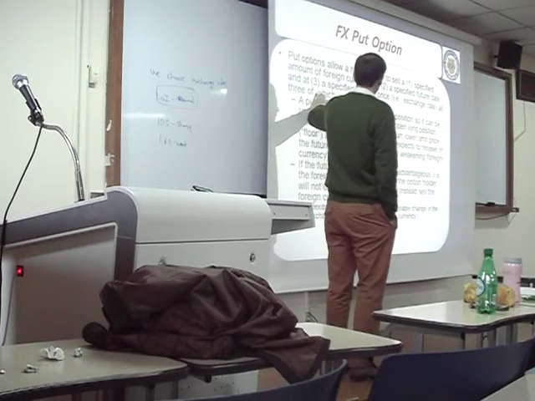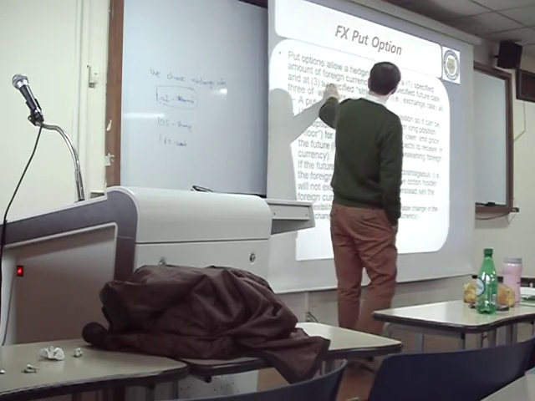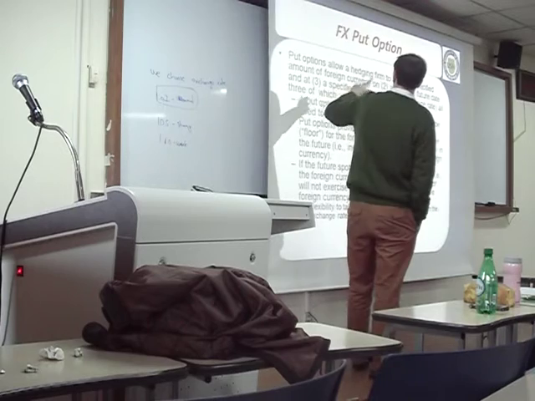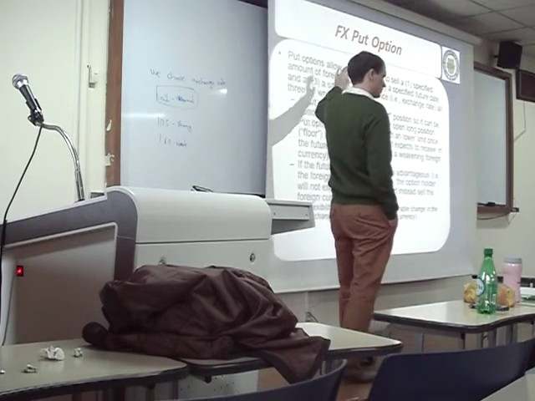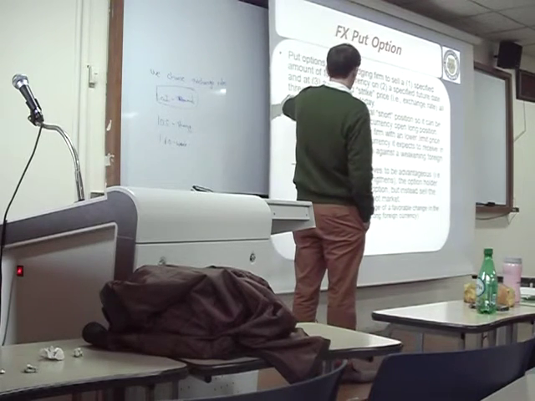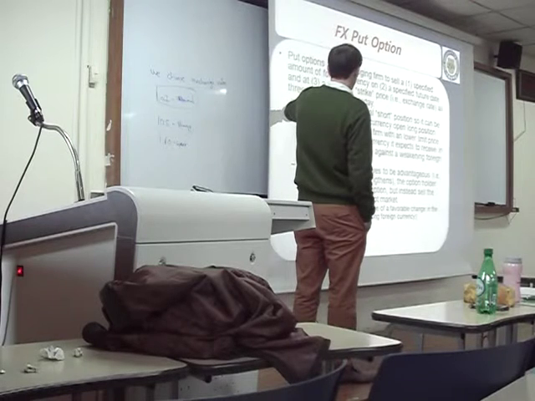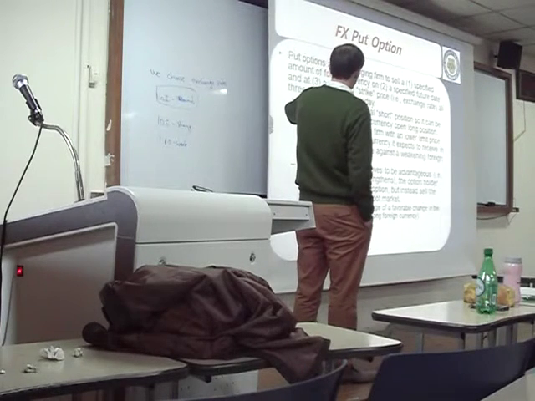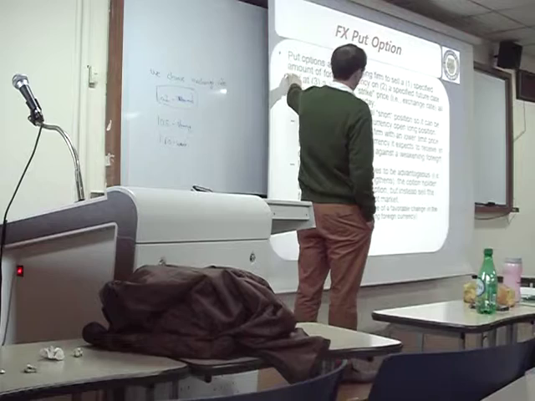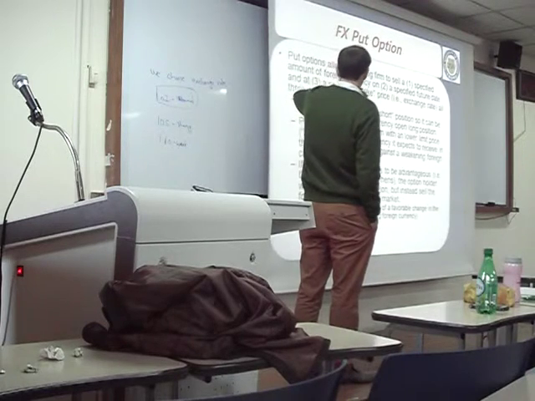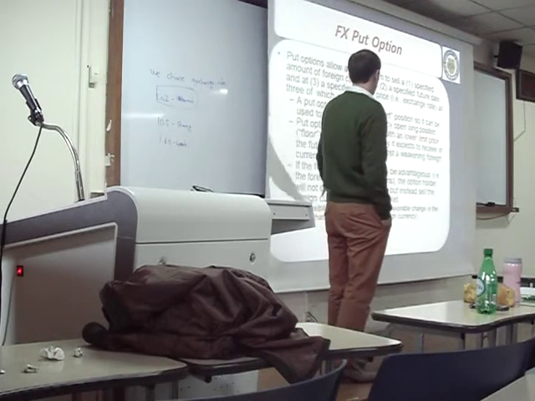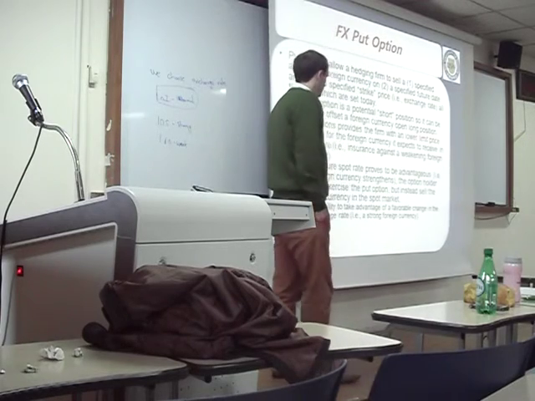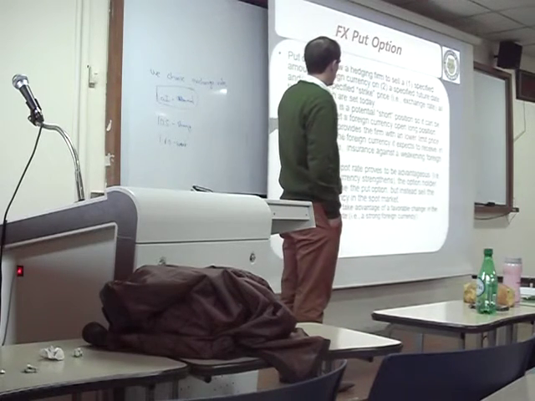It's a specific amount of currency on a specific date at a specific strike price. We saw strike price on the website. Okay? All three of them are set today. So we set the strike price, we set the date, and we say how much foreign currency it is. A put option is a short position. So it can be used to offset a long position.